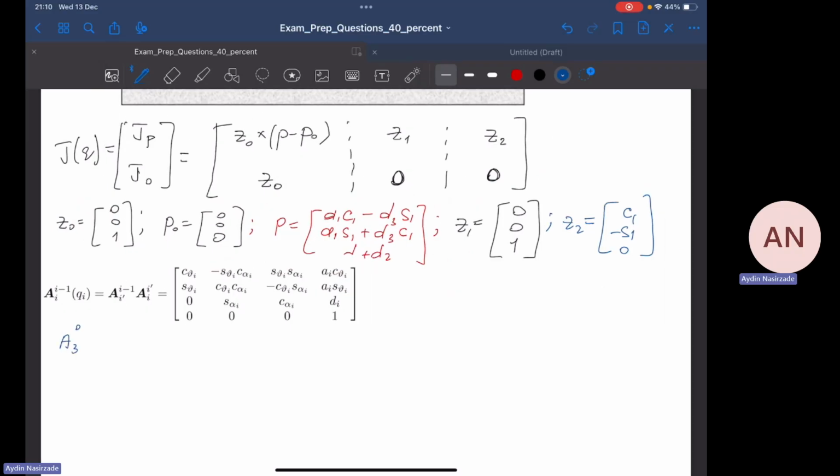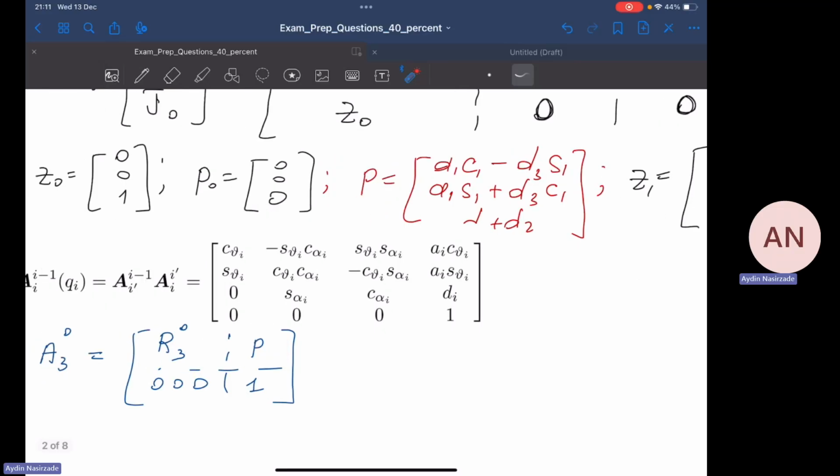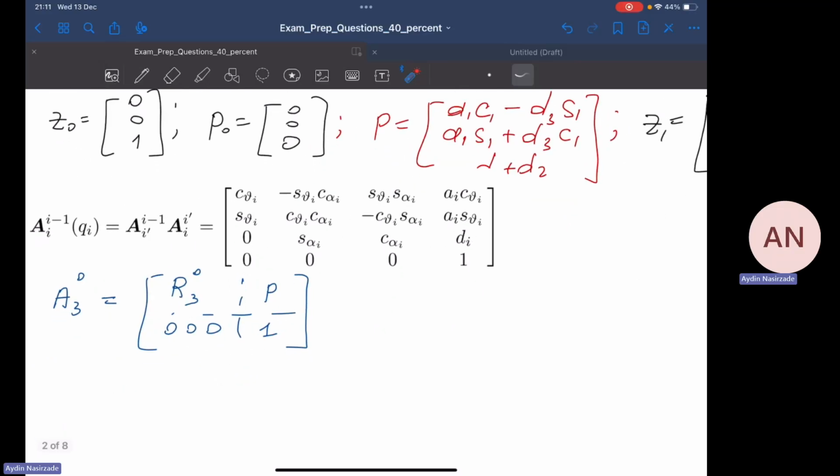A3 to 0 matrix consists of 4 components: the 3 by 3 rotation matrix and the 3 by 1 position vector P, with 0, 0, 0 and 1 here. Now, this P is the same P. What I want to tell you is, if you want to find P using computation of matrices, then you have to find this homogeneous transformation matrix, A3 to 0.